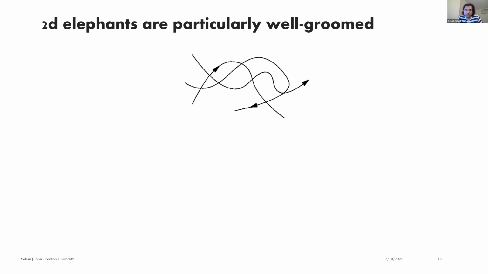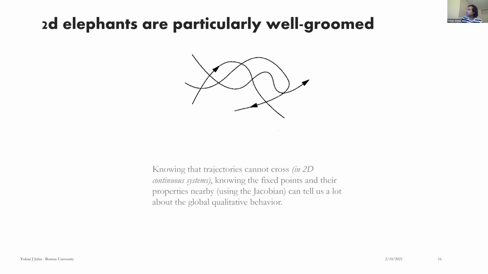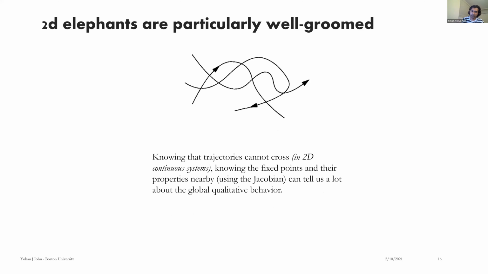We've mentioned this a couple of times, but in a dynamical system, you can't have trajectories cross each other. So at every point, the field of your derivatives has to be pointing only in one direction. You can't have overlapping lines in your space. And that, seemingly small point is what helps you with this qualitative analysis. So in 2D continuous systems specifically, when you know the fixed points and the properties nearby, you can learn about the global behavior.